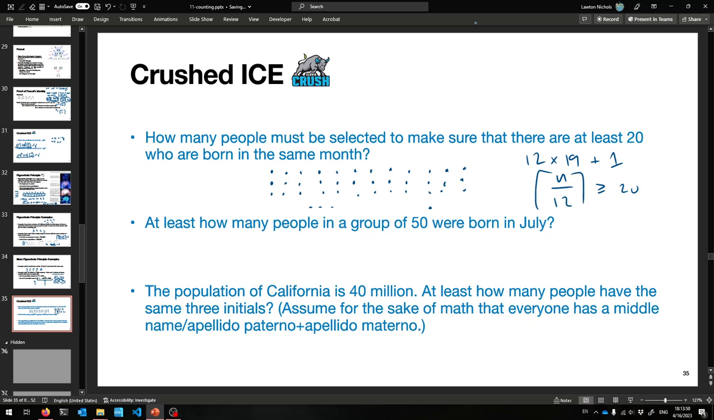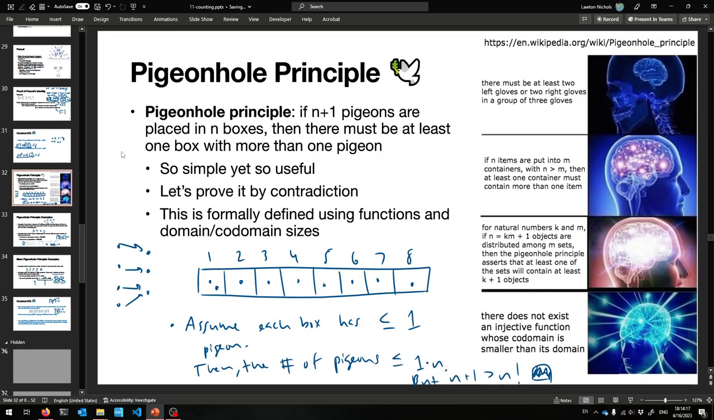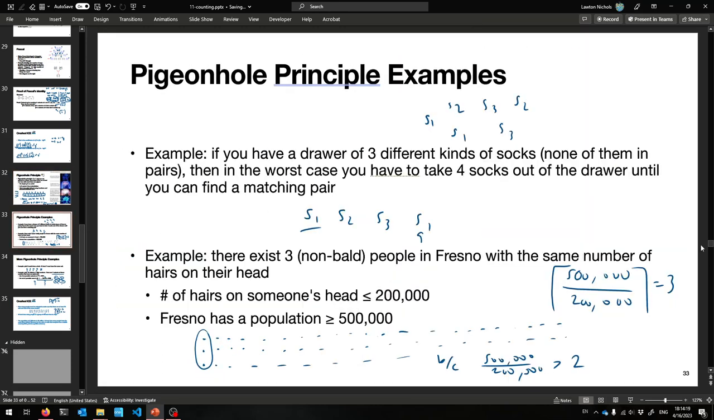And so what we noticed was, if you took 19 times 12 over 12, that guarantees that you got 19 people in every month. You add just one more, you got a little fraction over, that creates the 20th person, the 20th overlap. All right, I hope that makes a little bit of sense. So a ceiling is involved, kind of like this.